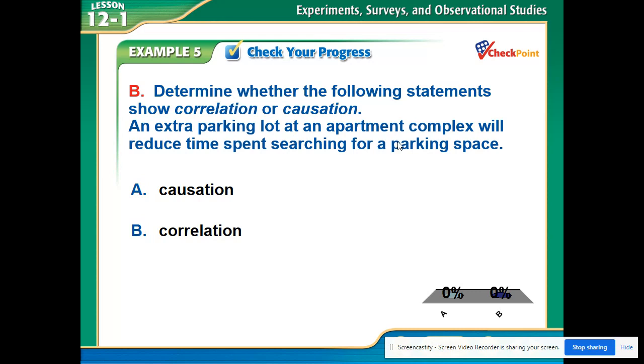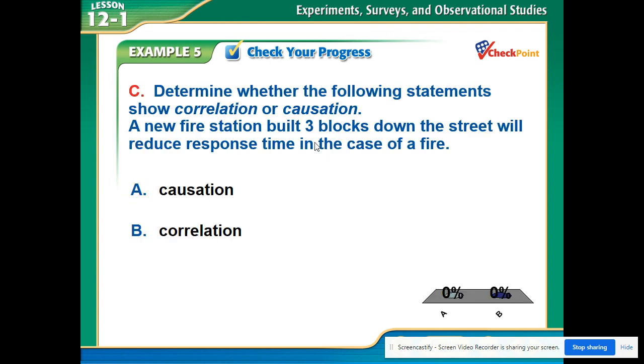Extra parking lot from your apartment complex will reduce the time spent searching for a parking spot. That's a causation. If you have more parking, it's a lot easier to find parking spots. New fire station is built 3 blocks down from the street will reduce the response time. Yeah, if you've got a closer fire station, they'll respond a lot faster.